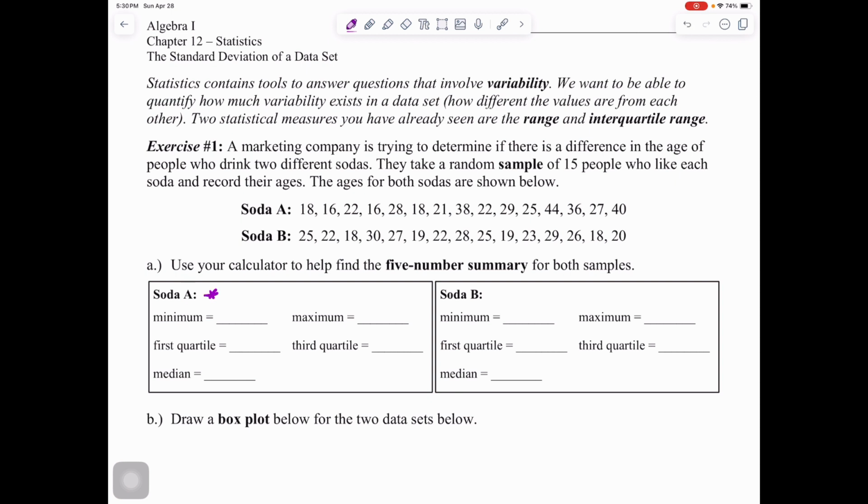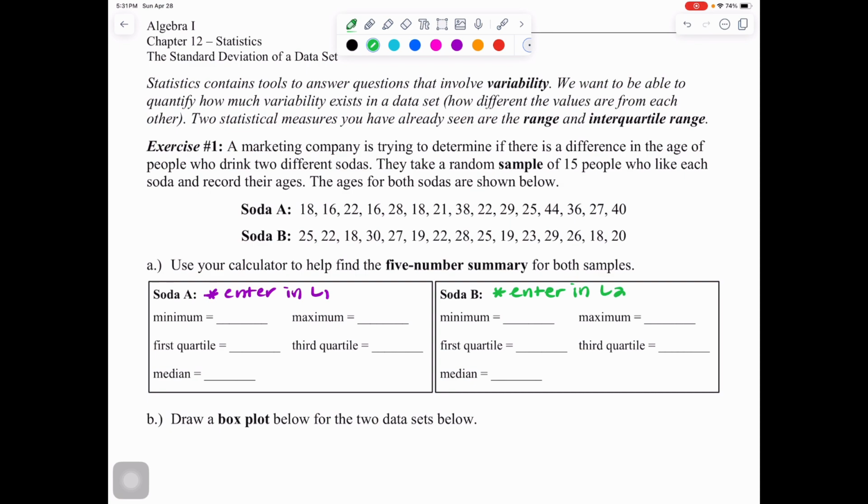So in soda A, I want you to enter that in list 1. So you've done that before, but when you do the data for B, I don't want you to erase L1. I want you to leave L1 there, and you're going to arrow over to the right, and you're going to put soda B's information in L2. So I'll start it with you so you understand what I mean, and then you can pause the video and do the rest without me.